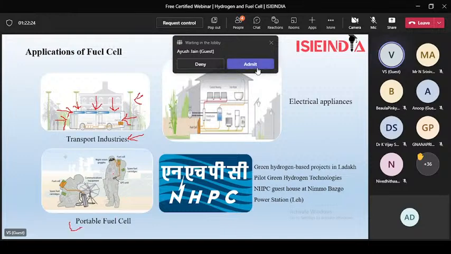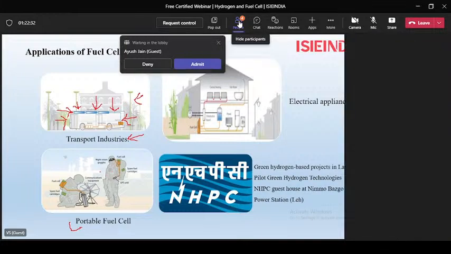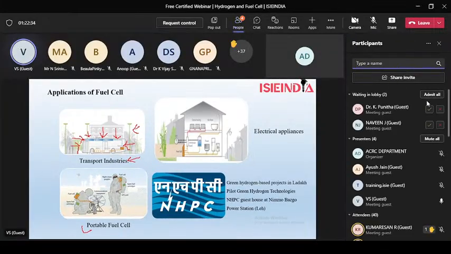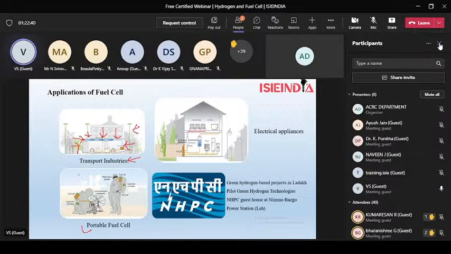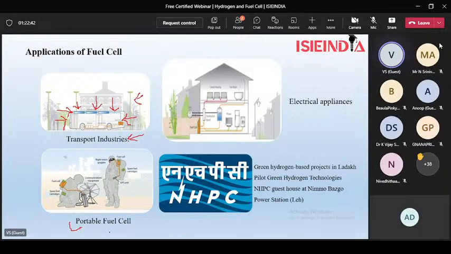We can see here that a fuel cell can be used in portable devices. Suppose this is a military person who has night vision goggles, and the goggles are connected to a fuel cell. There is one advantage if we compare the battery and the fuel cell. The battery has a run-down case.